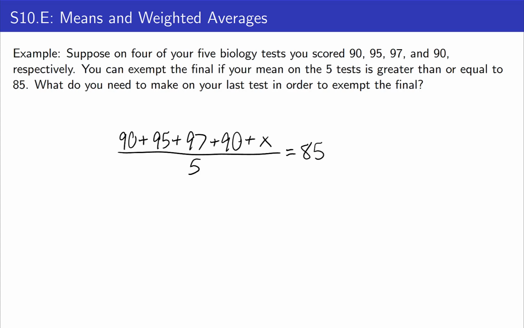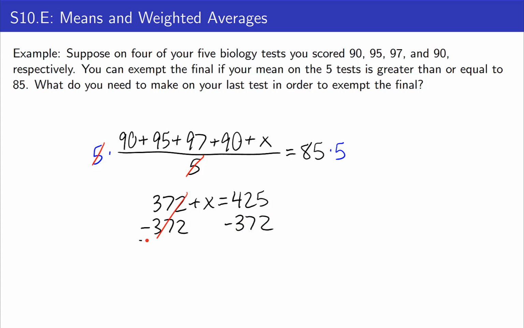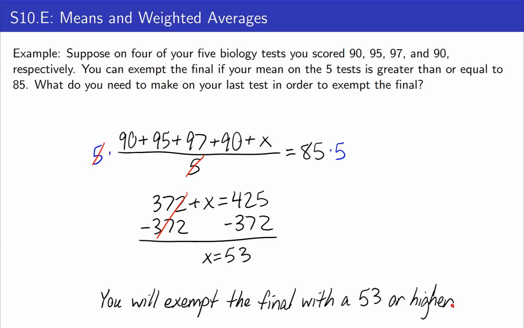Now, to solve this equation, let's multiply both sides by 5. And then I'll go ahead and add up the numbers to get 372 is the sum of these 4 numbers, plus x is equal to, and 85 times 5 is 425. Now let's subtract the 372 from both sides. And we arrive at x is equal to 53. So to answer the question, you will exempt the final with a 53 or higher.